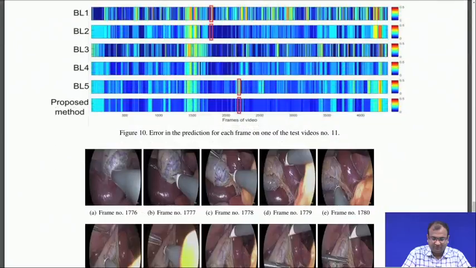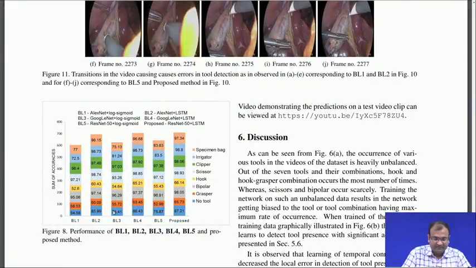So, these are for different baselines, and this is a full comparison. For each of these baselines, the results are mentioned here, and this was the model which we finally used for getting the maximum accuracy, where you have a ResNet 50 plus an LSTM coming together to give you the highest accuracy per class and the highest accuracy overall as well.